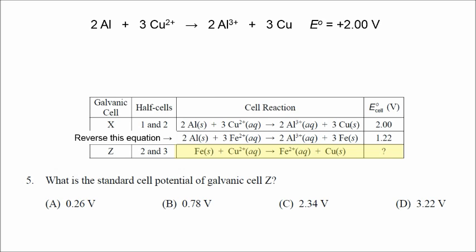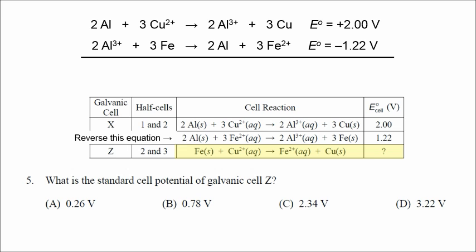But then the other reaction, I'm going to go ahead and just leave it the way it is because I want copper ions on the left and I want copper solid on the right. So I flipped the second equation in this table. So now I have a voltage of negative 1.22. I want to add those two equations together.